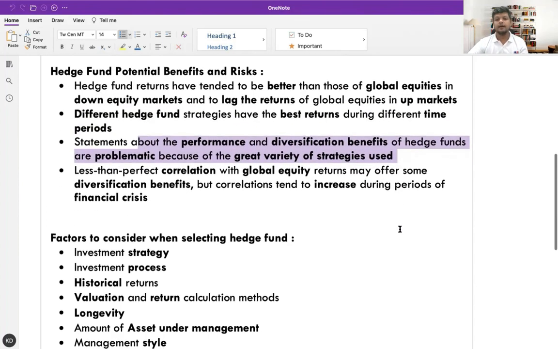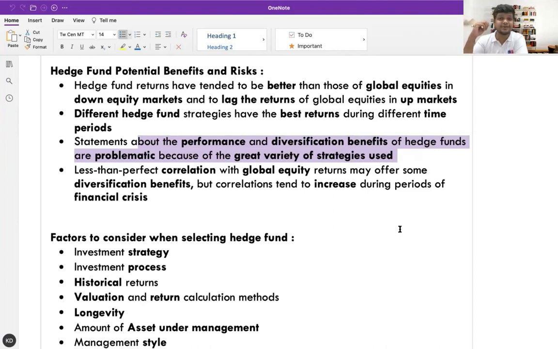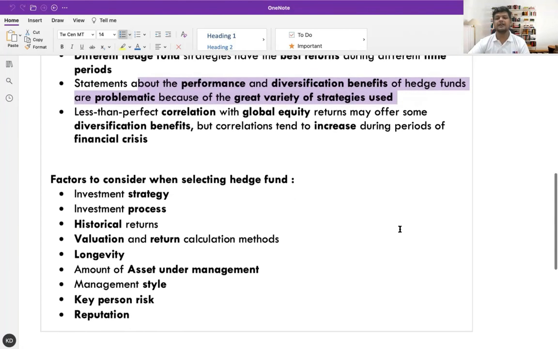Clear? And they are saying that hedge funds do have less correlation, but in times of crisis, hedge funds have shown high correlation. So even they go down badly. And as far as I remember, most of the hedge funds closed down business during market turmoil. Only a few survived. So hedge funds do have a high risk of failure. Clear? Everyone?